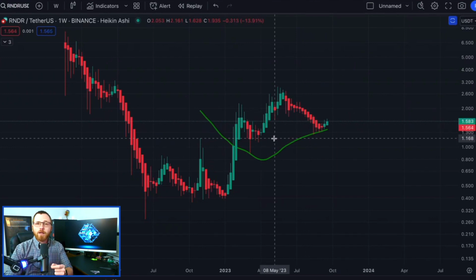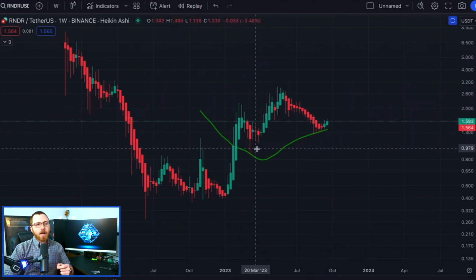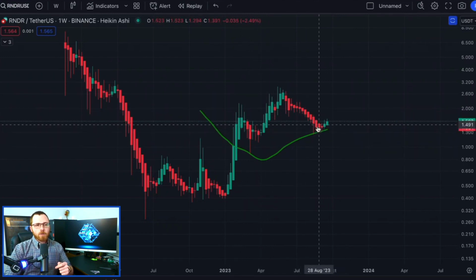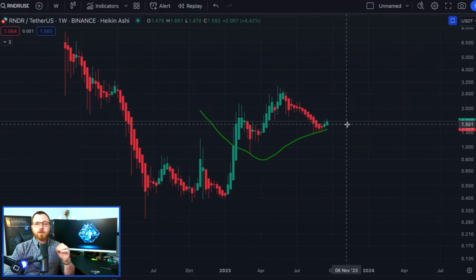Another good sign is that Render is maintaining bullish structure with this higher high here and the higher low right here. So as long as it can continue to make higher highs and higher lows, so far this looks really, really good. Let's take a look at the RSI.